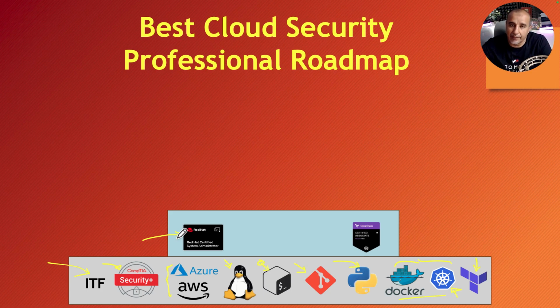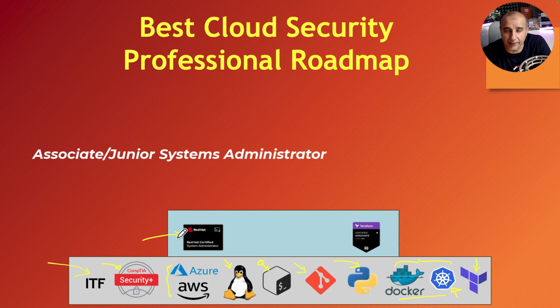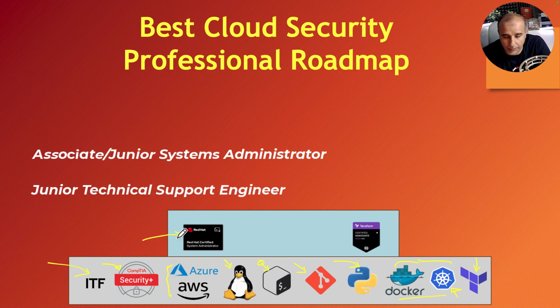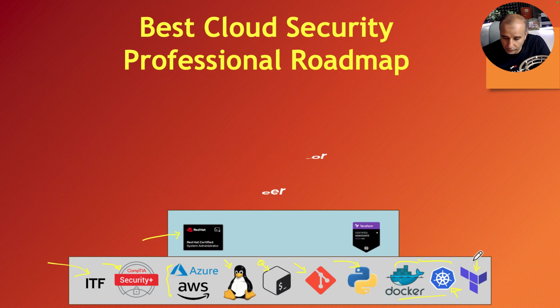And that would qualify you to apply for associate or intern systems administrator, or maybe junior technical support engineer, system support engineer. If you do Terraform, why don't you get the Terraform certificate as well? Easy, $70, and you can do it at home without any difficulties, and you will have two certificates. So now you are maybe 4 months into this, 5 months into this, and now you have two certificates, and you can start applying for jobs.